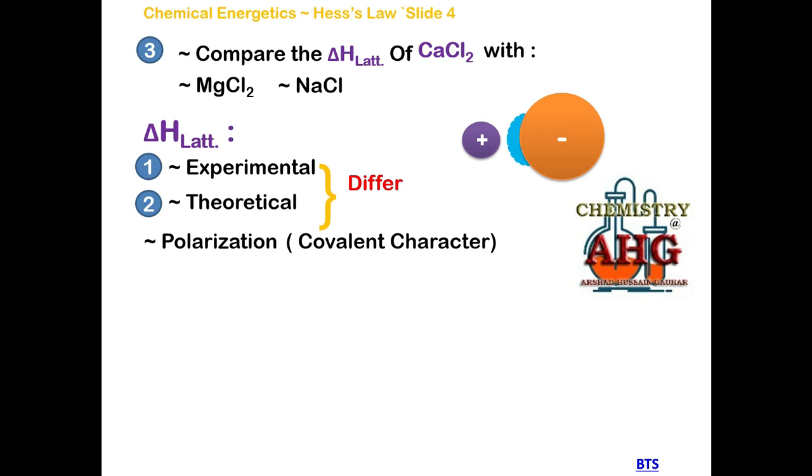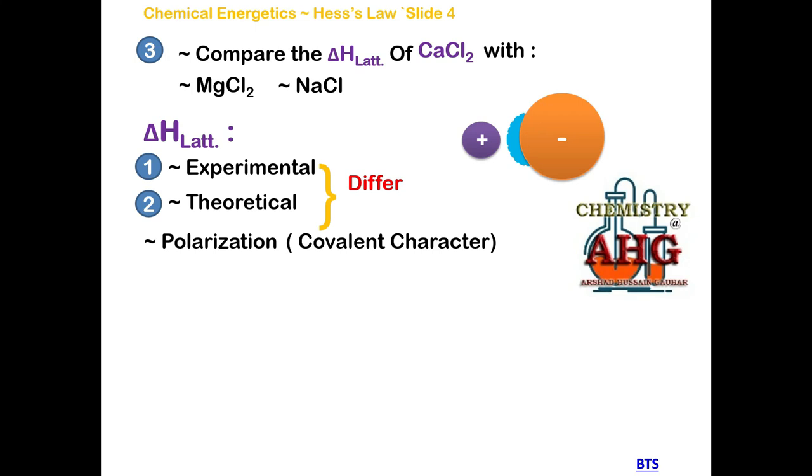So if they become successful, which bond can they develop? Overlap of shells gives a covalent bond. So right now there is some tendency of these ions to overlap with each other, and that is why they get some percentage of covalent character. So whenever you are asked why the experimental and theoretical lattice enthalpy values for a single ionic compound are different, just remember polarization.